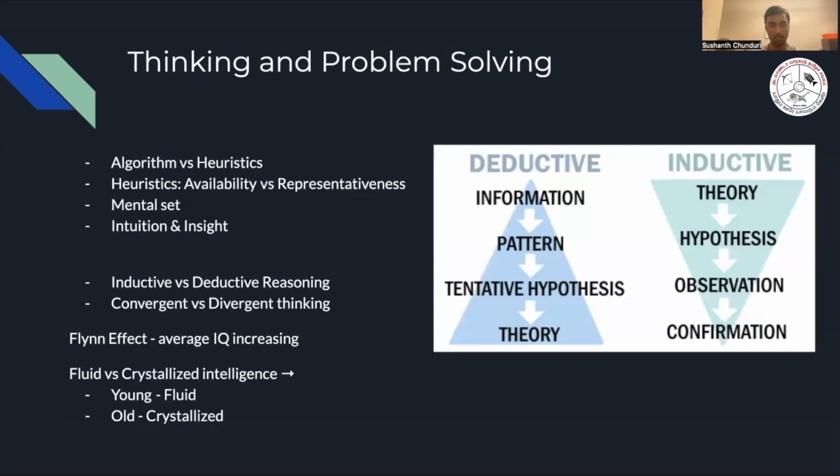And then we have fluid versus crystallized intelligence. Young people tend to have fluid intelligence, where they can think and manipulate their mind and think about things in different ways. Whereas old people tend to have crystallized intelligence, which is hard facts and knowledge. As you grow older, you gain more crystallized intelligence because you know more facts and information about the world, but you lose your ability to be fluid and think about the world in creative ways.